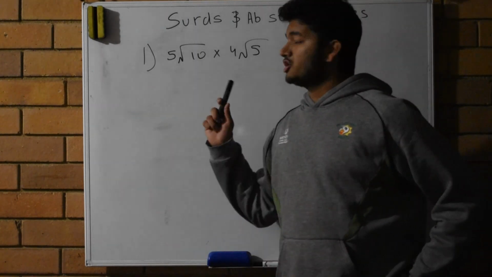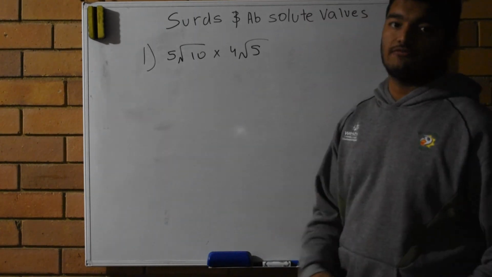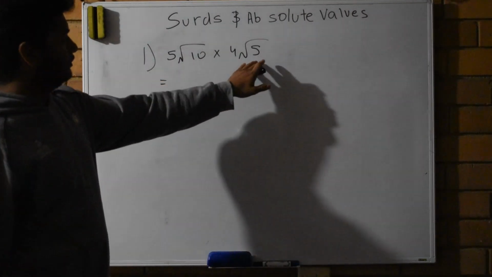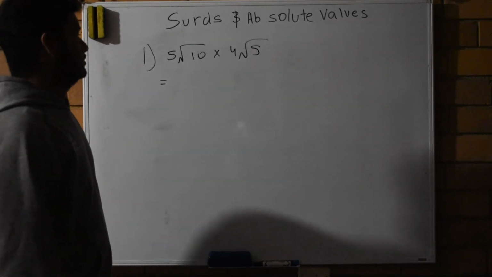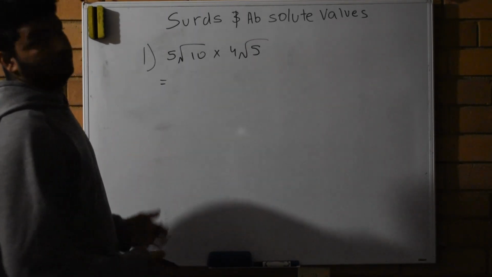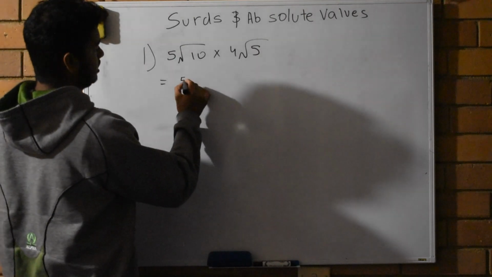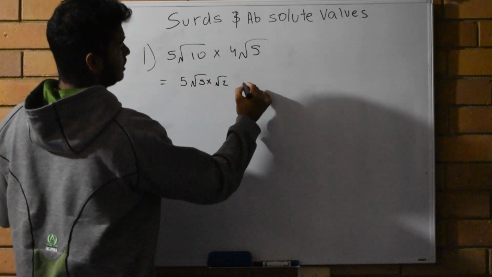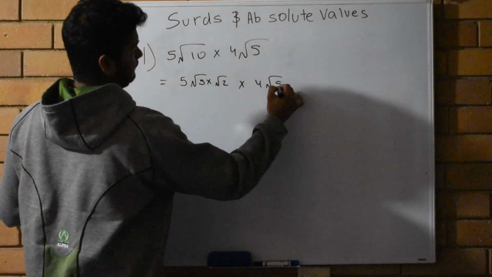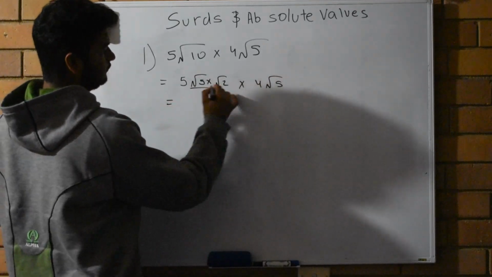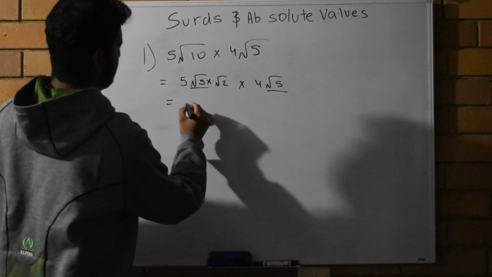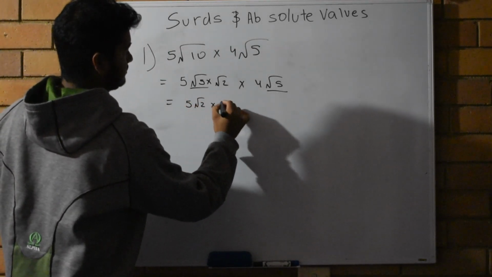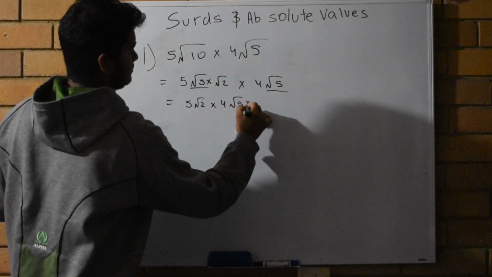Alright guys, so the first problem for today is this one, pretty straightforward. We have root 10 and root 5. The common factor in this case would be 5. So what we can do is write 5 root 5 times root 2 times 4 times root 5. Now, root 5 and root 5 are the common terms. We can go 5 root 2 times 4 root 5 times root 5.